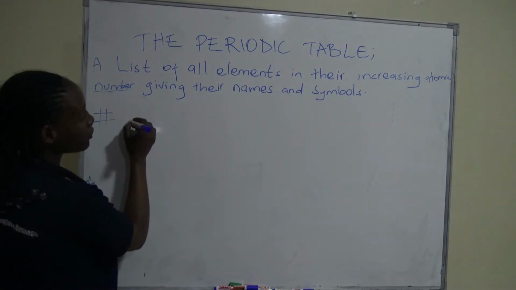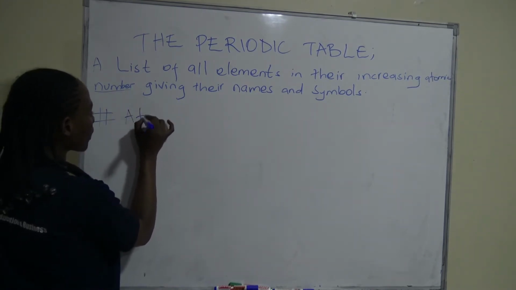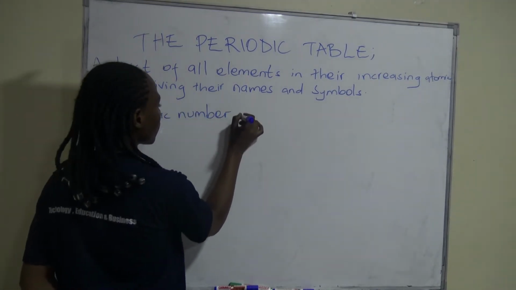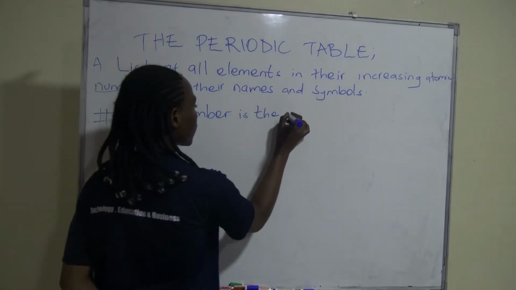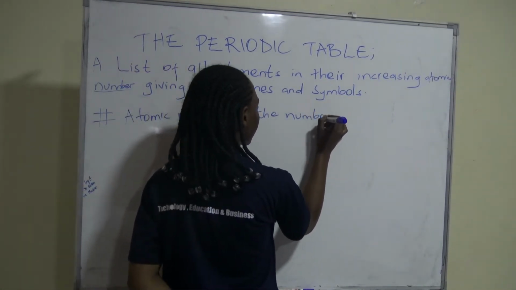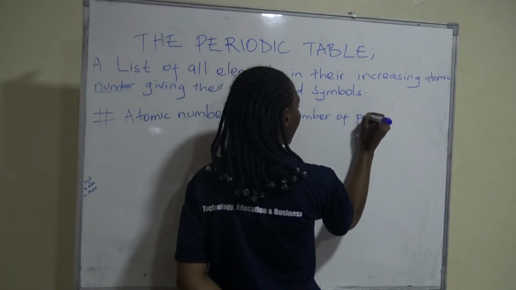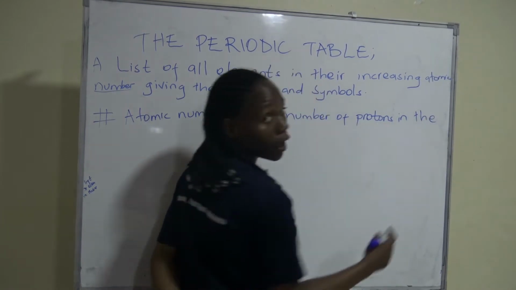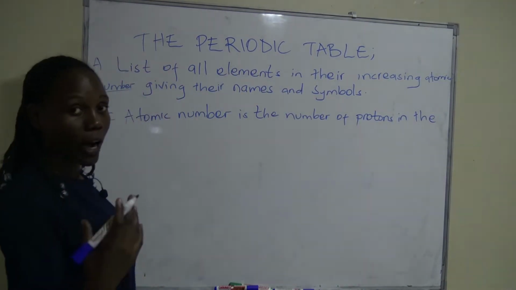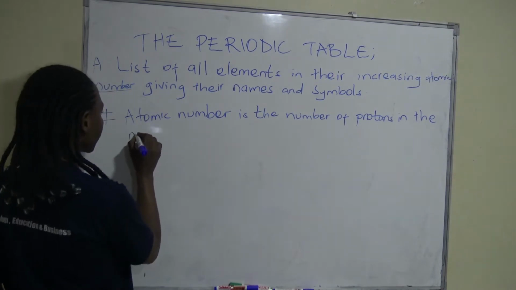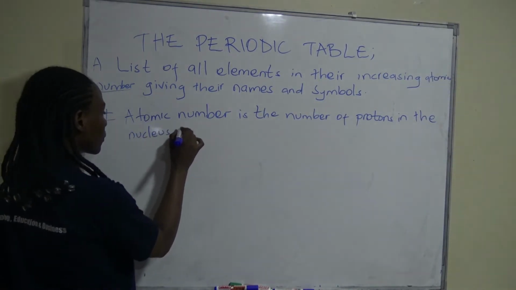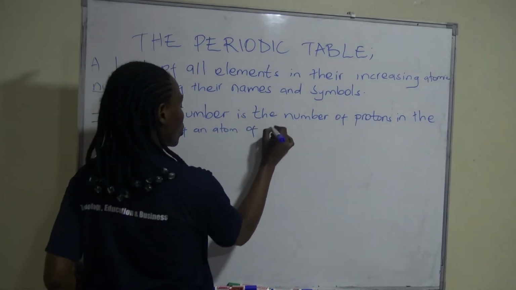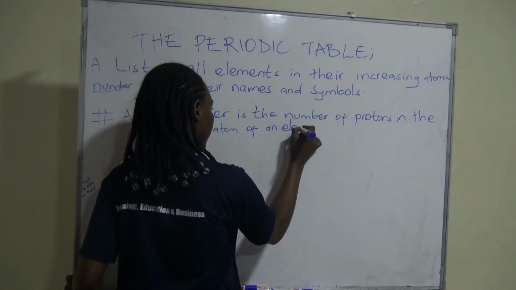A quick one. Atomic number is the number of protons in the nucleus of an atom of an element.